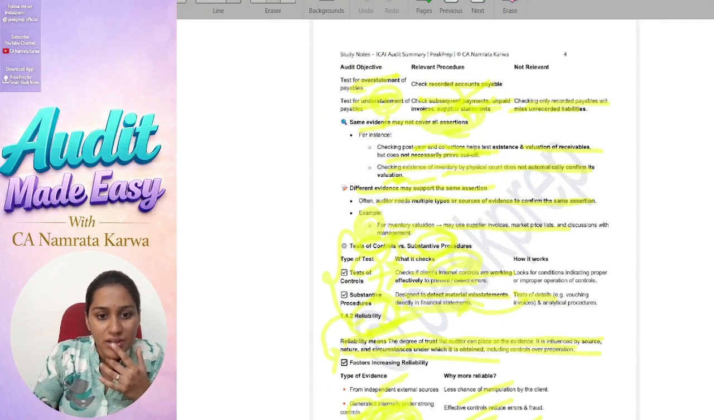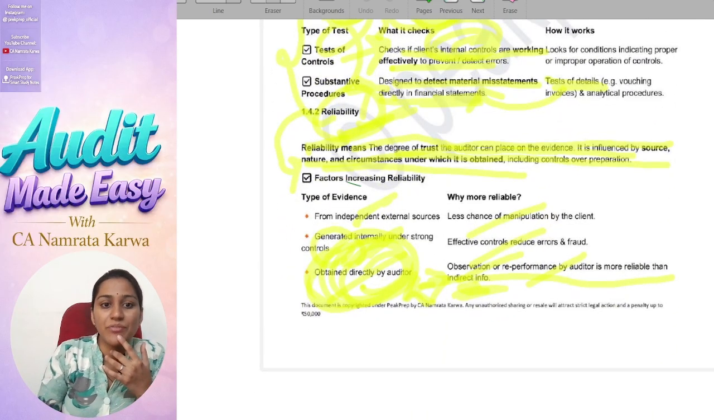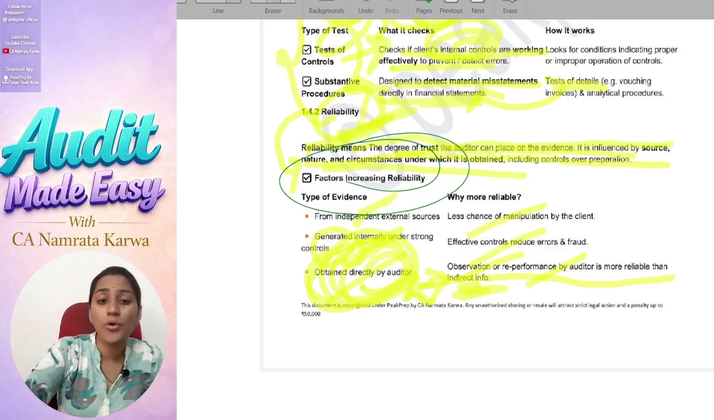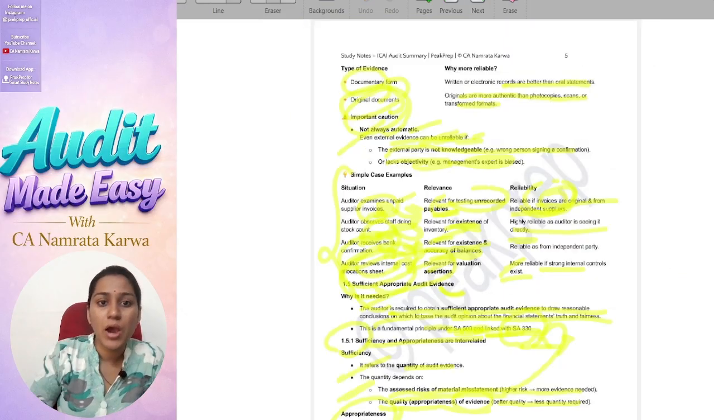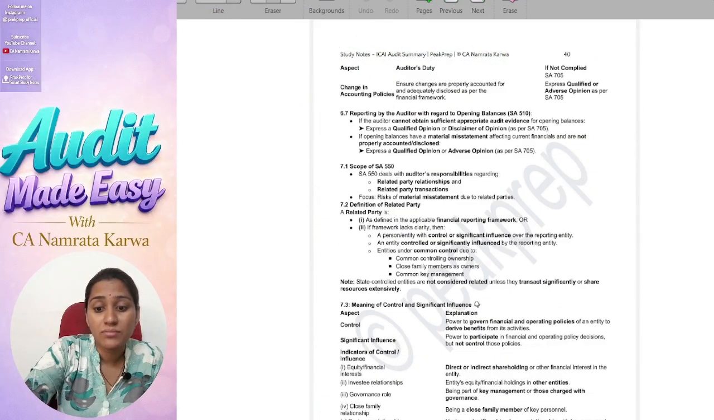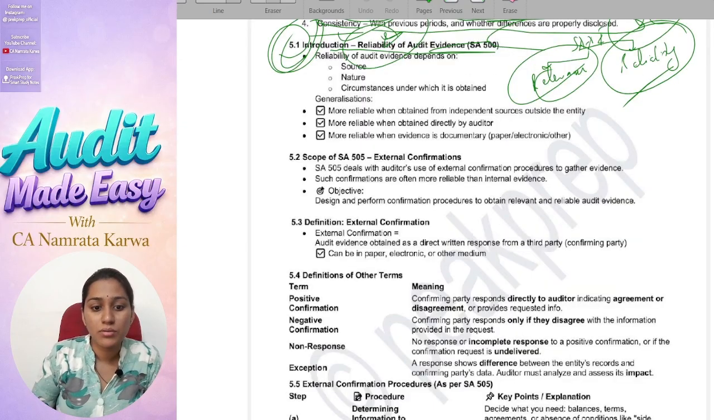See, factors increasing reliability. We have studied so much. Look, factors increasing reliability, we have already studied this. You can check it yourself, and I'm not going to repeat this topic again. We have already studied page number 4 and 5. Again, don't forget to mention the page number over here where we have studied this topic.